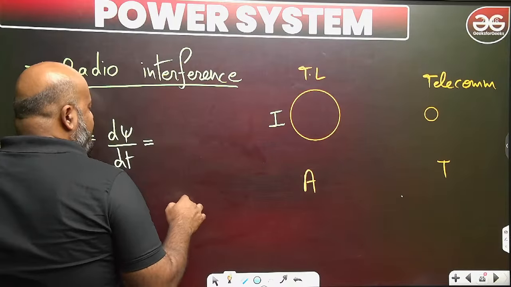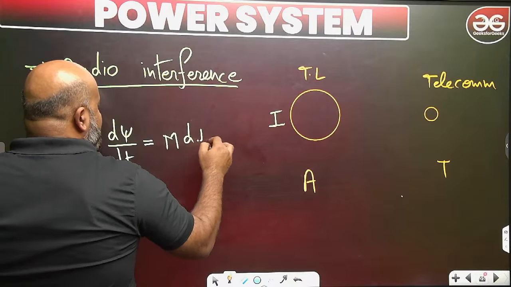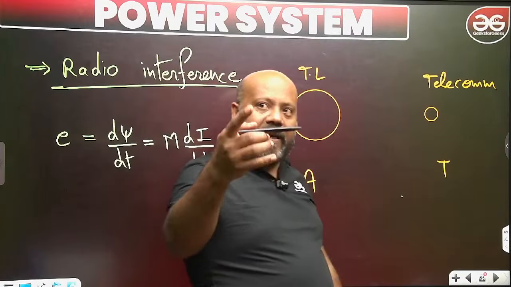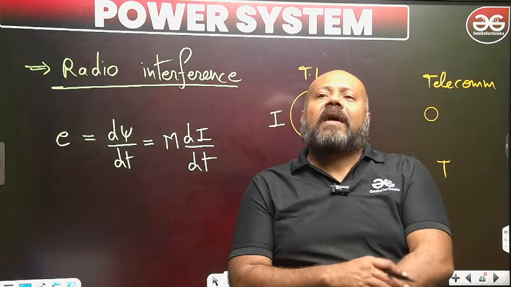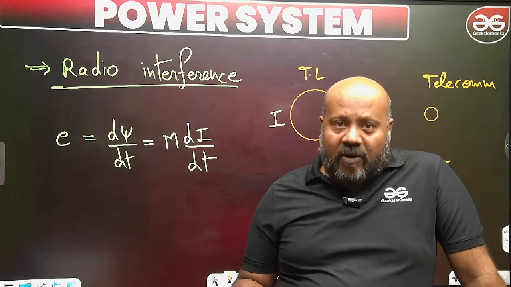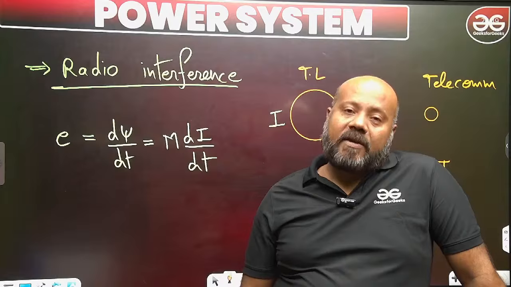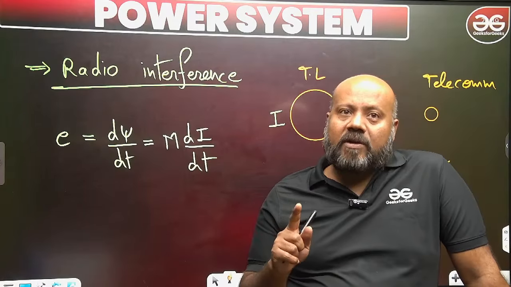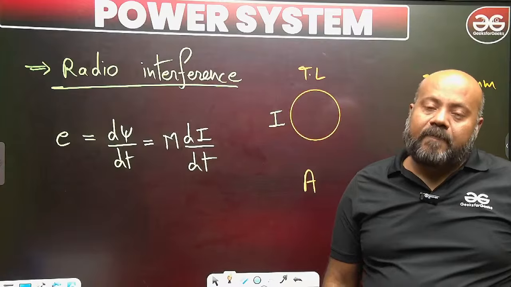Or you can also write it like this, M di by dt. As you write for inductance L di by dt, similarly you can write. Why not? A theoretical question can also be asked. And if you understand the concept, whether it is a theoretical one or a numerical one, it hardly matters. Most of the questions, if you talk about MSQs, multiple select questions, are theoretical questions only.